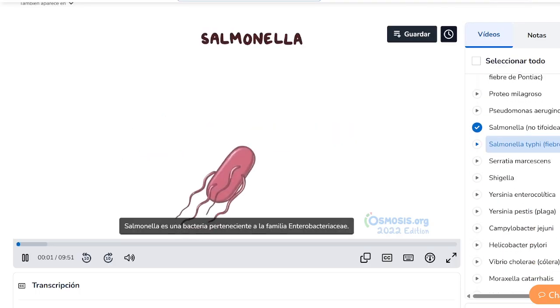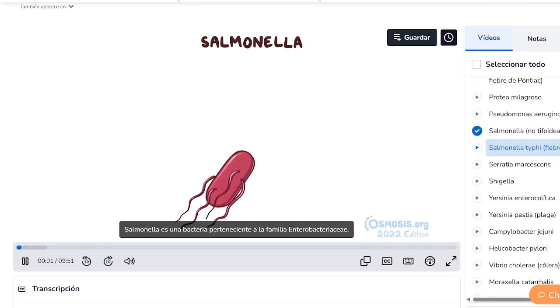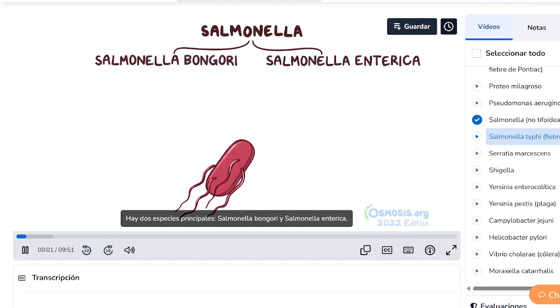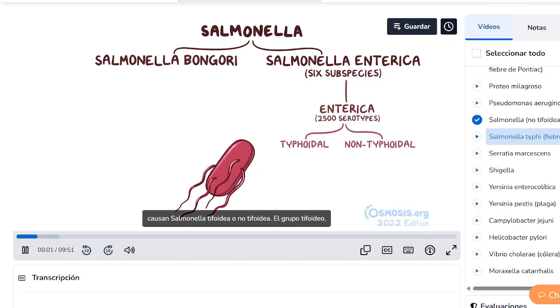Salmonella is a bacterium belonging to the family Enterobacteriaceae. There are two main species, Salmonella bongori and Salmonella enterica, which itself has 6 subspecies. One of the subspecies is enterica, which has over 2,500 serotypes that can be divided into 2 main groups based on the clinical symptoms they cause, typhoidal or non-typhoidal Salmonella.